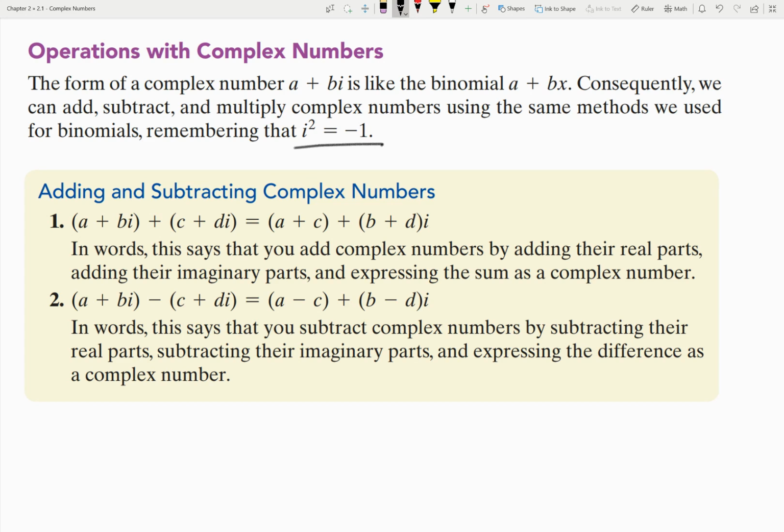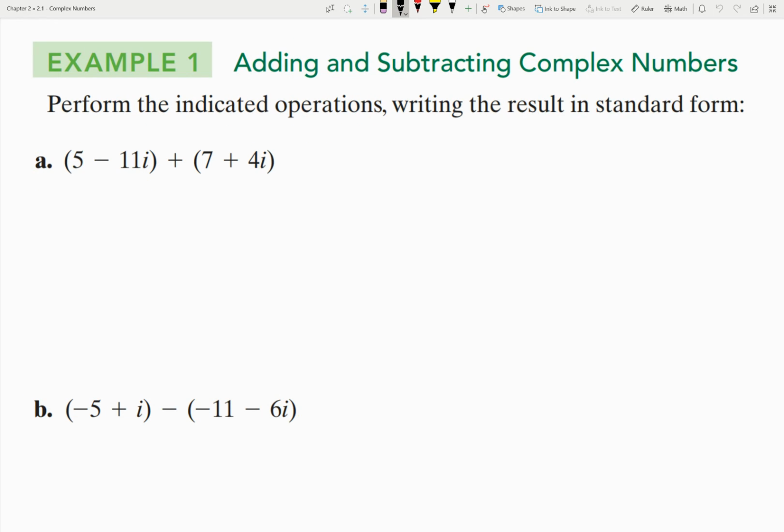So let's start with addition and subtraction, which are the easiest, okay? In this paragraph, it just explains that all you have to do to add and subtract complex numbers is combine the like terms. You add complex numbers by adding their real parts and then adding their imaginary parts and expressing the sum as a complex number. You subtract complex numbers by subtracting their real parts, subtracting their imaginary parts, and expressing the difference as a complex number. Okay, but the short version is just combine the like terms. So let's try to add and subtract some complex numbers.